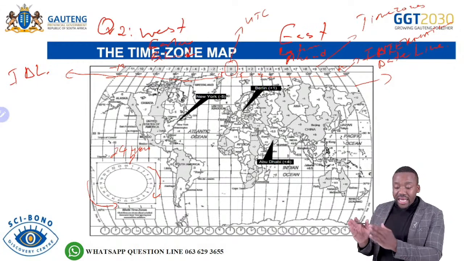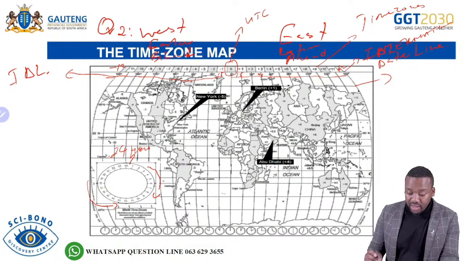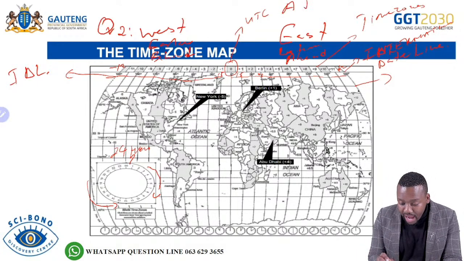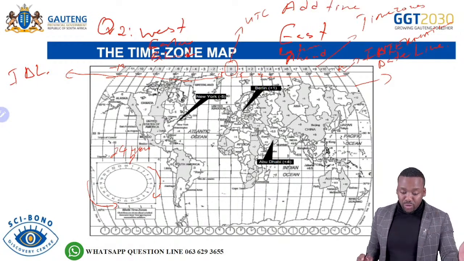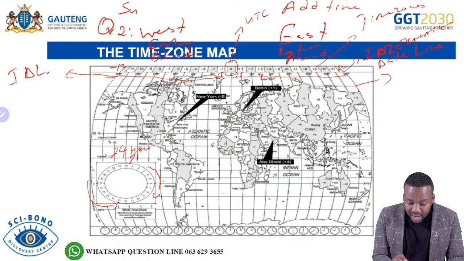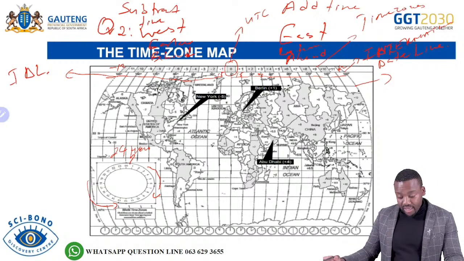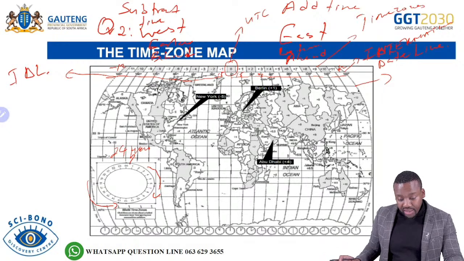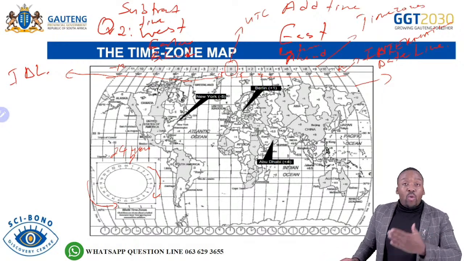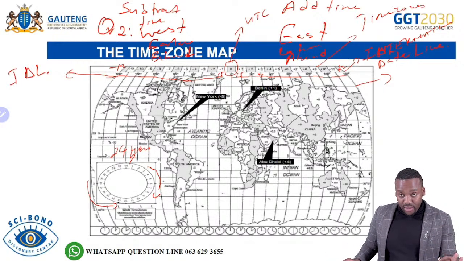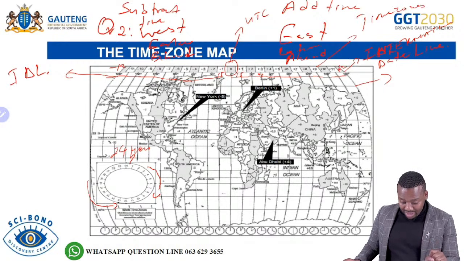When you move to the east, now when it comes to calculations, remember we add time. Then when you move to the left, what do we do? We subtract time, right? Because when we move to the east, it means that we are ahead or we are later, right? And then when we move to the west, we are going earlier because we are behind. So you need to remember all those things.